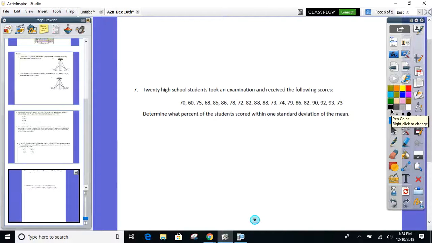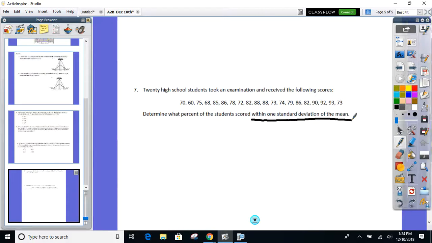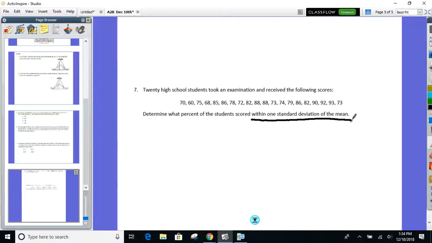Okay, we got 20 scores of the exam. Don't start putting them in your calculator yet. We got to talk about what I need to do here. So here are the 20 scores. Determine the percent of students that scored within one standard deviation of the mean. We did this on Friday. So I have the mean in the middle. Within one, right? Within one.